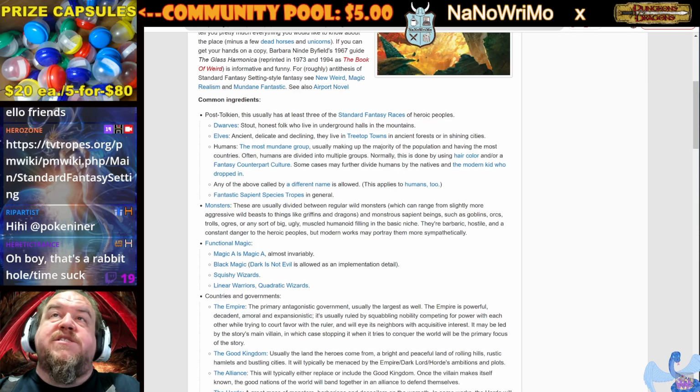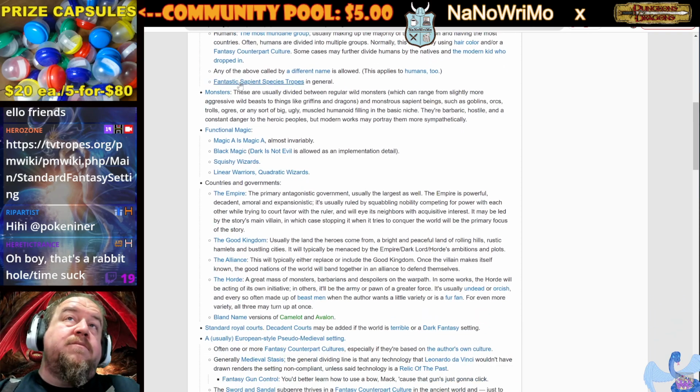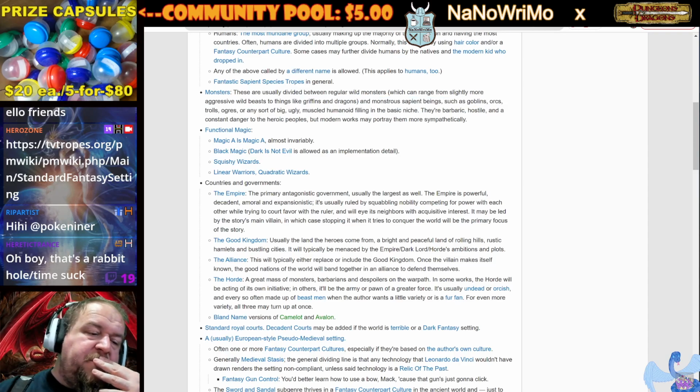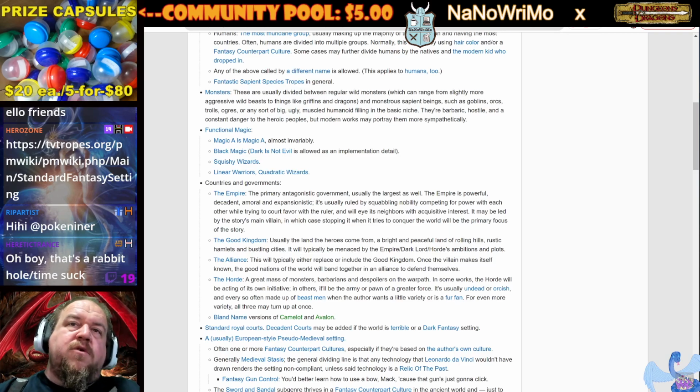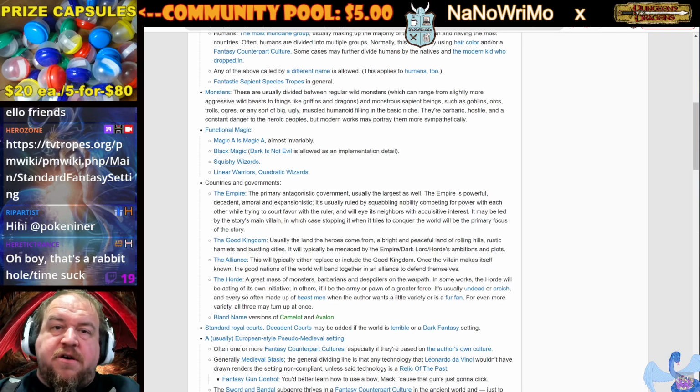Post-Tolkien, this usually has at least three of the standard fantasy races of heroic peoples: dwarves, elves, humans. Any of the above called by a different name is allowed. And there's also other fantastic sapient species tropes. And then we get into, well, it's more the individual nature of why people might play a certain type of character.